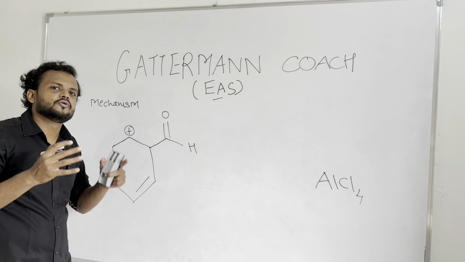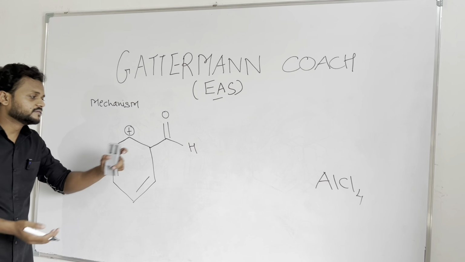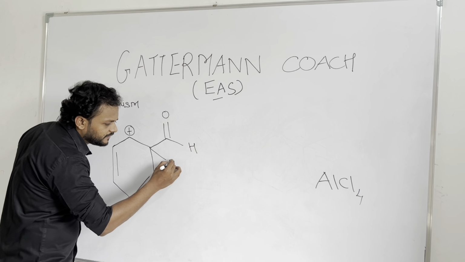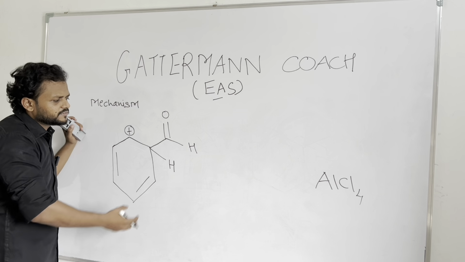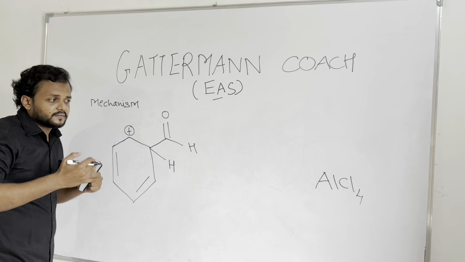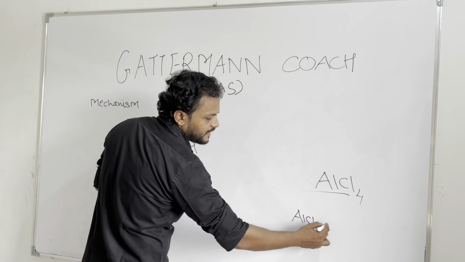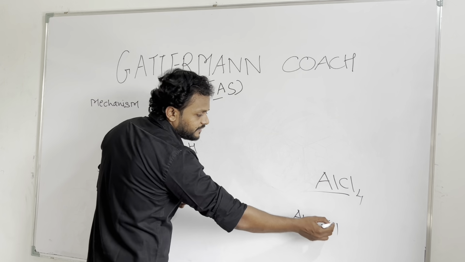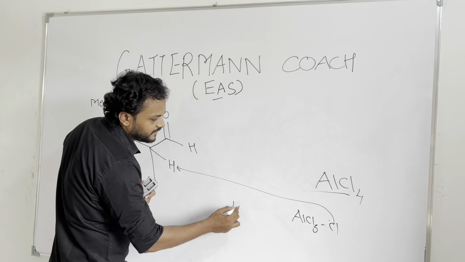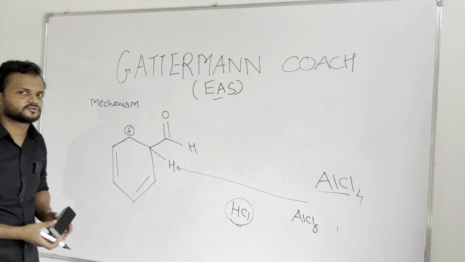Now the ring is going to lose its aromaticity, and to restore that aromaticity, this ring needs to eliminate a proton from this side, eliminate hydrogen from this side. Now how is this hydrogen going to be eliminated? For that, AlCl₄⁻ is there, in which there is AlCl₃ and that Cl. Now that Cl is going to abstract that H and will form HCl. So HCl and AlCl₃ are going to be recovered after completion of the reaction.